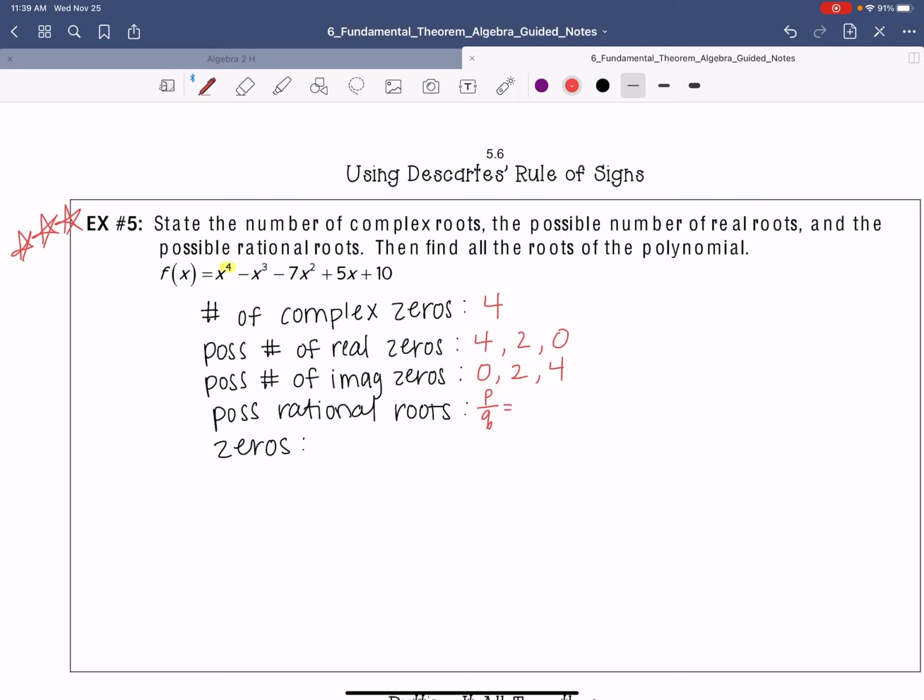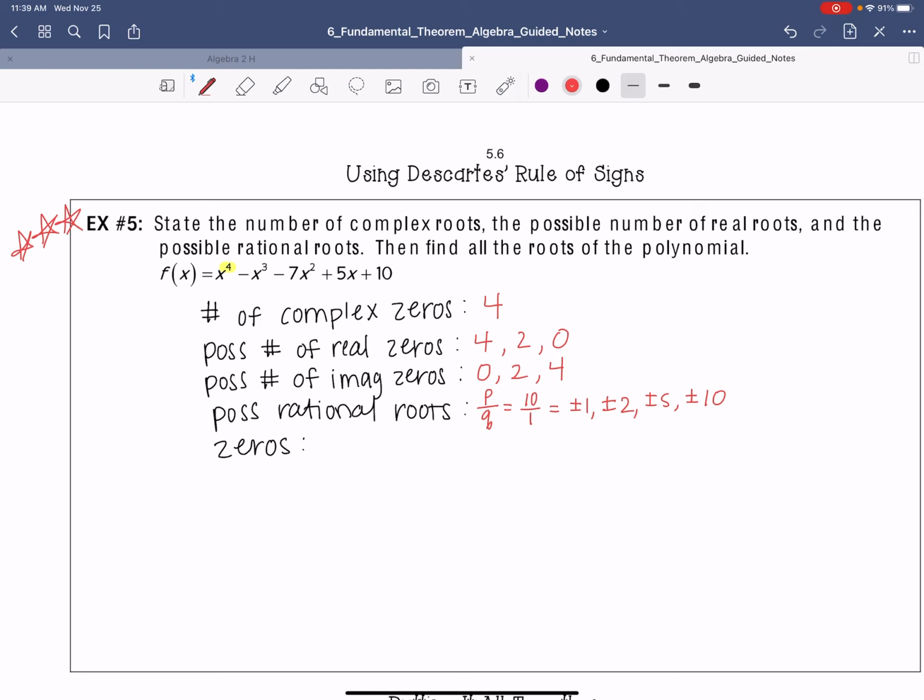My constant is 10. My leading coefficient is 1. So it's all the factors of 10. So we have plus or minus 1, plus or minus 2, plus or minus 5, plus or minus 10. And now we have to go ahead and find those zeros. So we'll come back and answer that one.